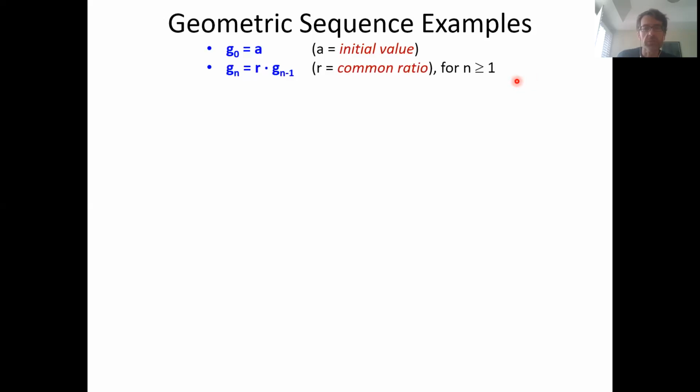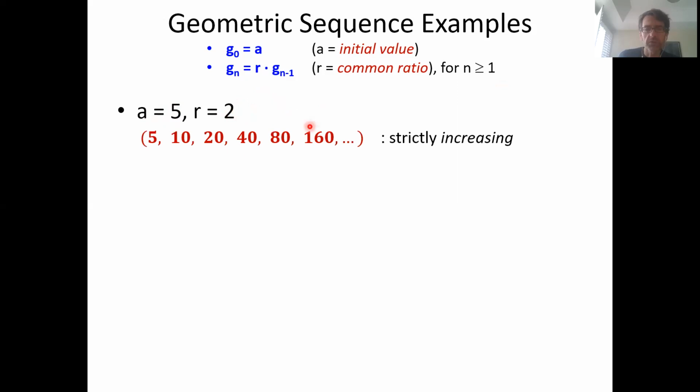Let's look at some geometric sequence examples, right? So this is the general blueprint for a geometric sequence. Let's run it with the initial value 5 and a ratio 2. So this sequence will take 5 and multiply by 2, and then the next one by 2, the next one by 2. So this is the sequence you got, right? You start with 5 and you keep multiplying by 2. In particular, you can see that it's strictly increasing.